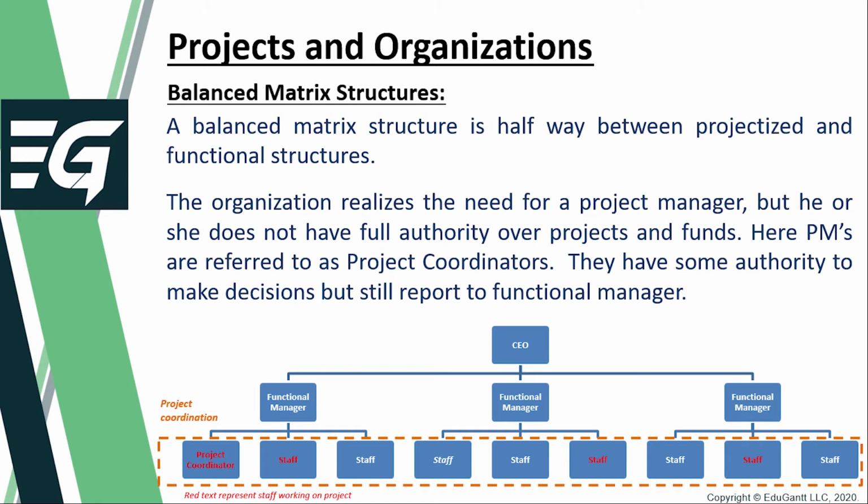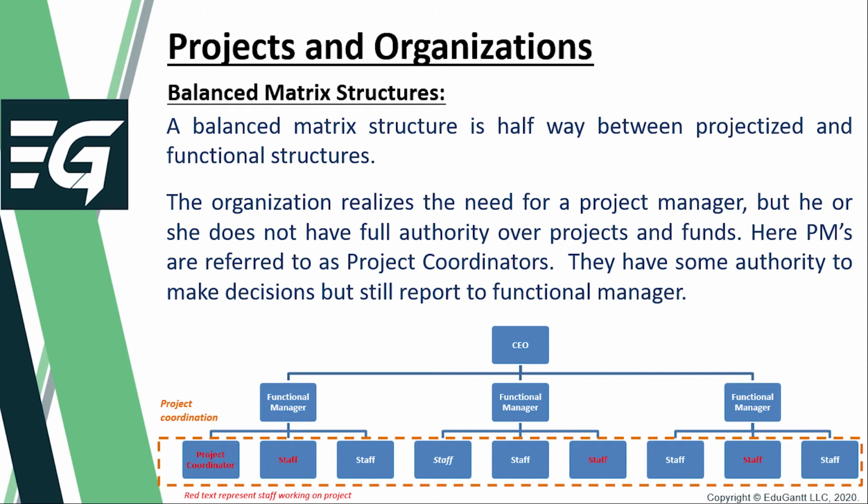Balanced matrix structures. A balanced matrix structure is halfway between the projectized and functional structures. The organization realizes the need for a project manager, but he or she does not have full authority over projects and funds. Here, project managers are referred to as project coordinators. They have some authority to make decisions, but still report to the functional managers.